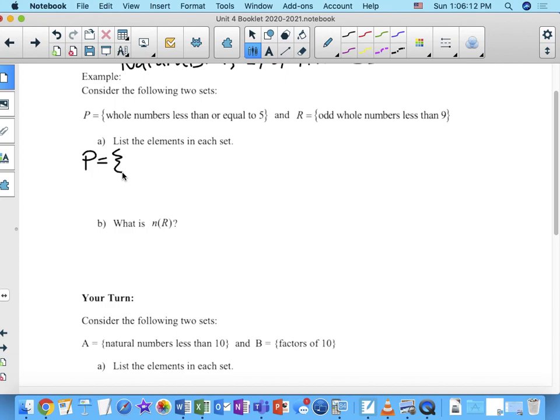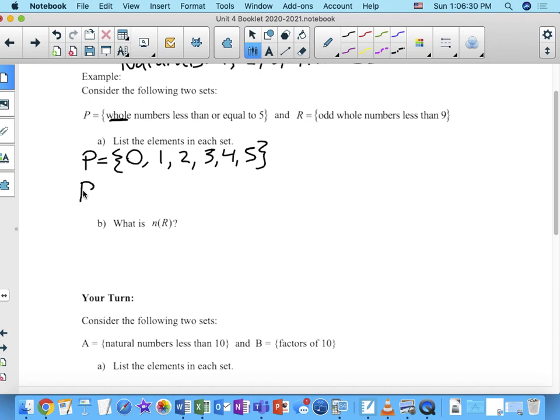Okay, so firstly, whole numbers. Whole numbers start at 0, so those include 0. And less than or equal to 5. That means we can include 5. So 0, 1, 2, 3, 4, and 5.